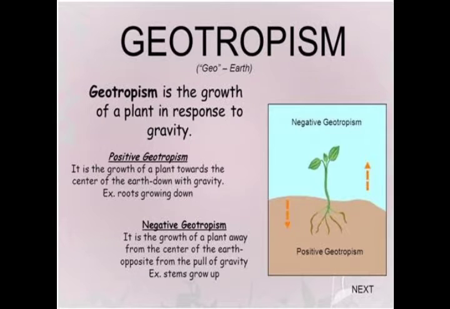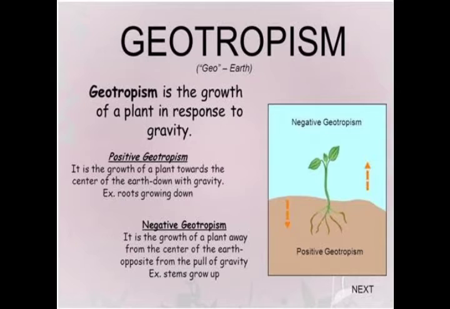As you can see in this picture, geotropism is the growth of a plant in response to gravity. Geo means earth. So what is geotropism? Growth of plants in response to gravity, means towards gravity. Again, geotropism is of two types: positive geotropism and negative geotropism. Positive geotropism is the growth of a plant towards the center of the earth, down with gravity. Example, root growing down. Root is always growing down towards the earth.